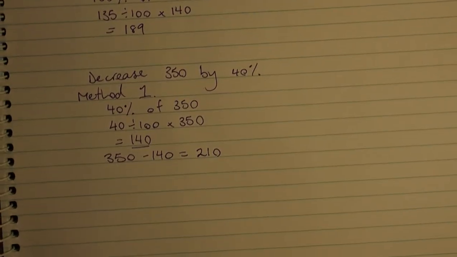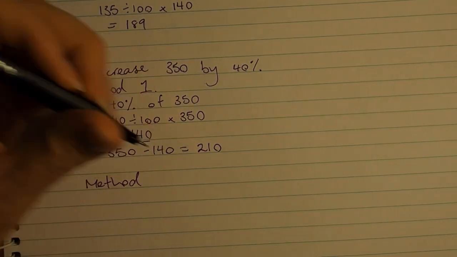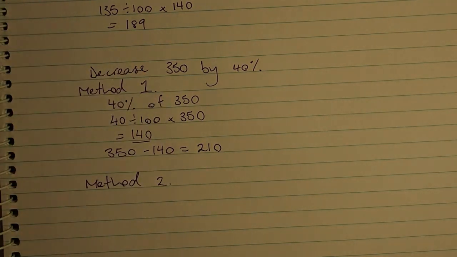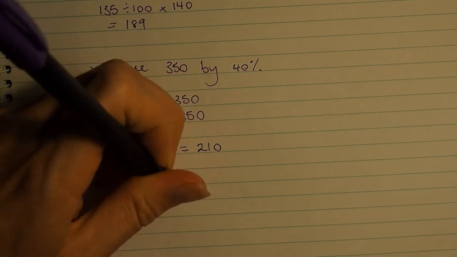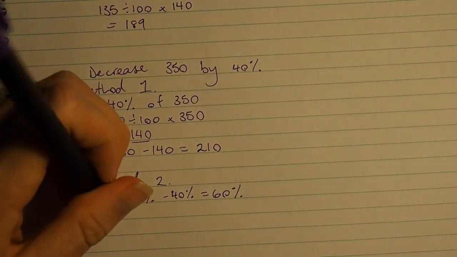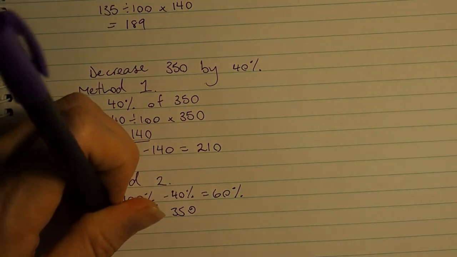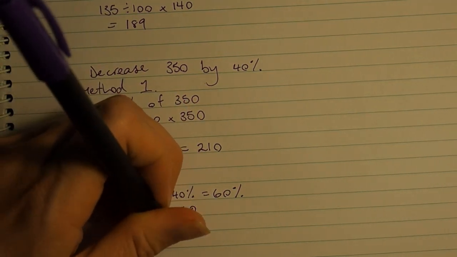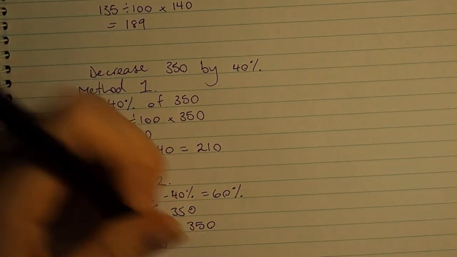Now the second method for decreasing means that we want to work out what percentage we're actually finding of 350. We're decreasing it by 40%, so that means we want 40% less than the total. The total, of course, is 100%. Take away 40%, leaving us with 60%. So what we're finding is 60% of 350. Of course, 60 divided by 100 multiplied by our quantity gives us our expected result of 210.